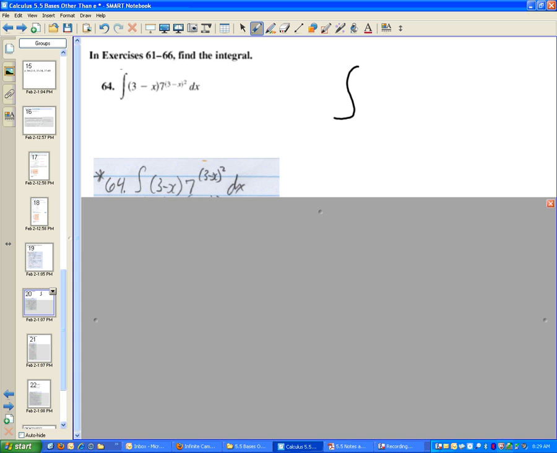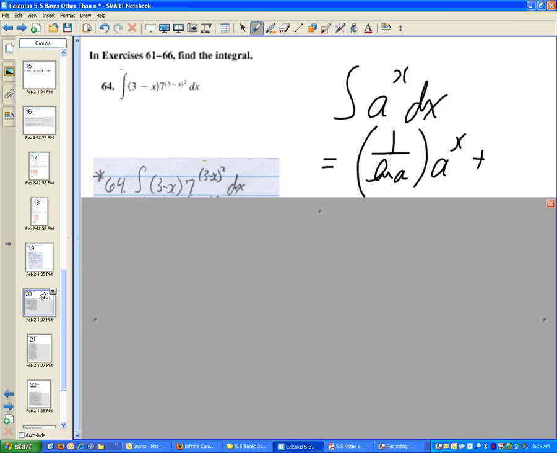They give us the integral of a to the x dx equals 1 over the natural log of a times a to the x plus c. And we've been doing this a while. Wouldn't it be just the same if I changed the x to u? Make that, that, and that. So that's what I want to use.